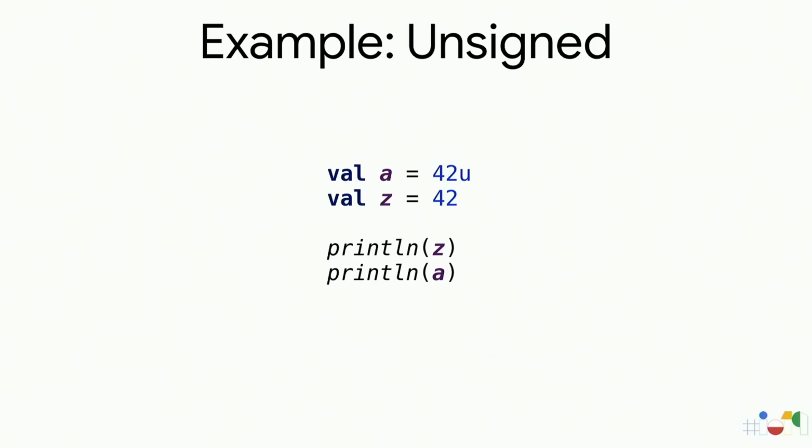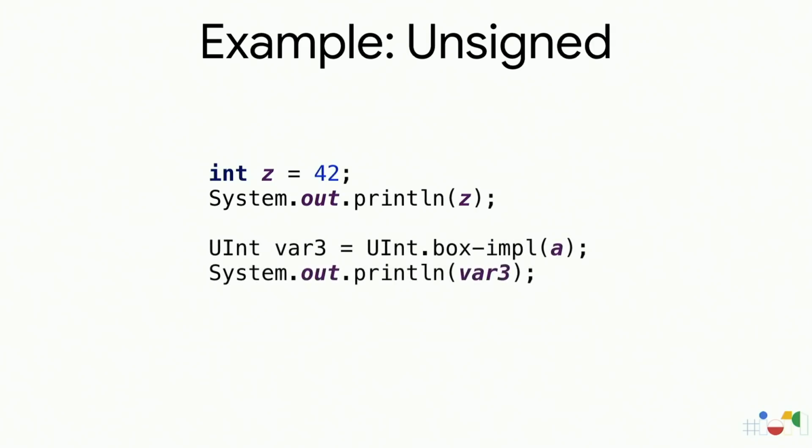Now let's look at what happens when you try to print one of those numbers, basically when you try to call toString on it. Here I have a signed number and an unsigned number, and I print them both. First, let's look at the signed number. We have this variable called z, it's equal to 42, and we call println on it. That's exactly what we expect.